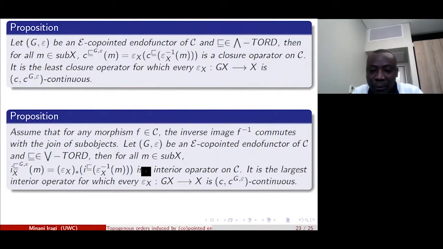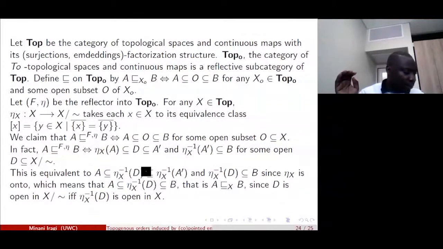when each morphism commutes, the image commutes with the join of objects, then we can also find the interior operator by just assuming the order to be joined exactly as we saw here. Now, let's take one or two examples and see what happens. We have two examples so far. More examples are in progress and are expected to come after.